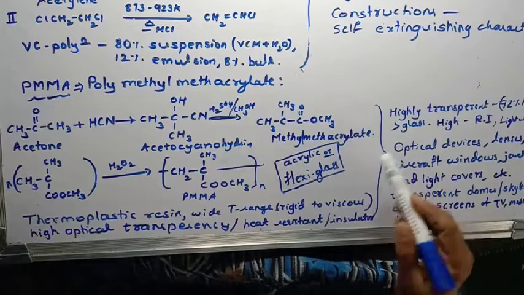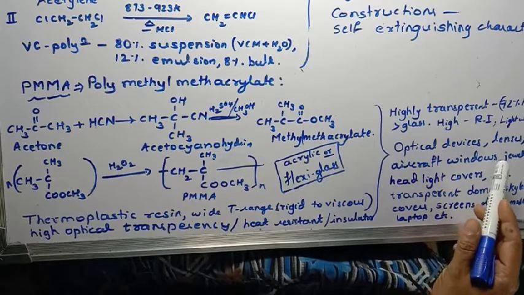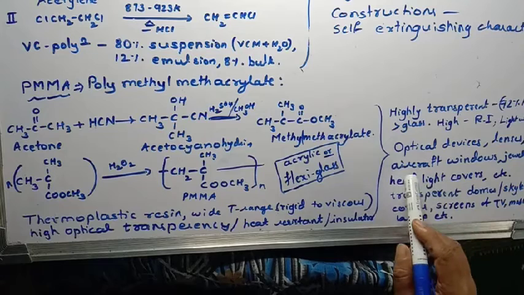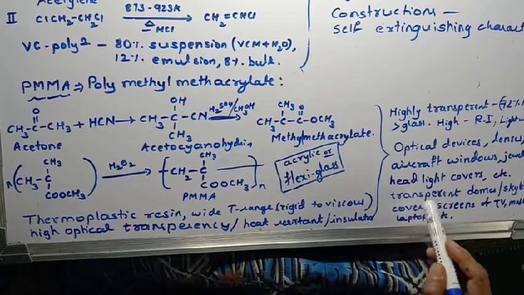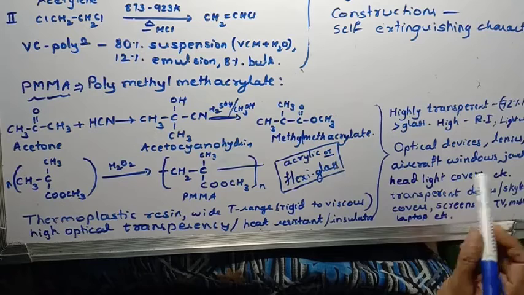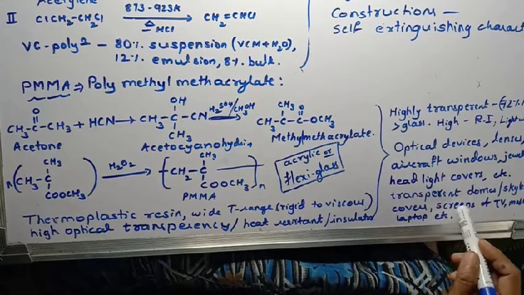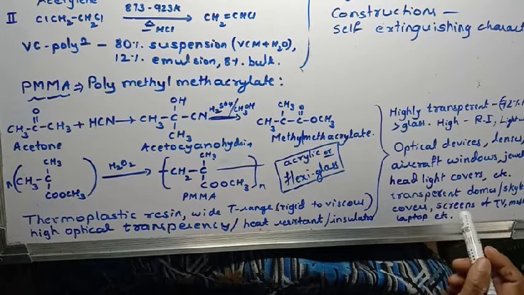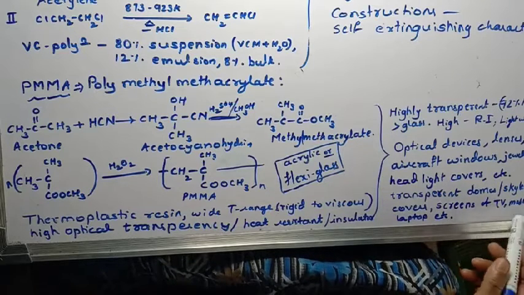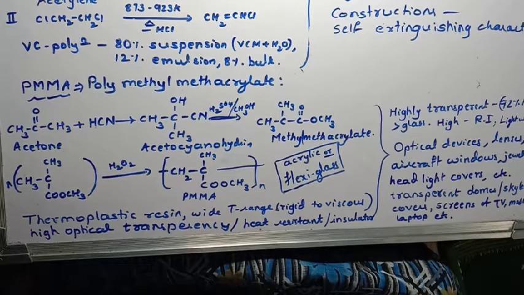Based on these properties, they are used in optical devices, in making lenses, contact lenses, and also in aircraft windows, artificial jewellery, headlight covers, transparent domes, skylight covers, screens of television, mobiles, smartphones, laptops, etc.